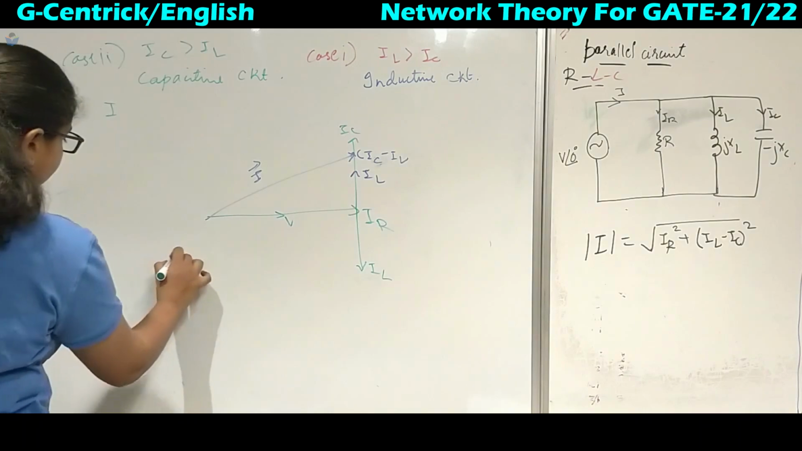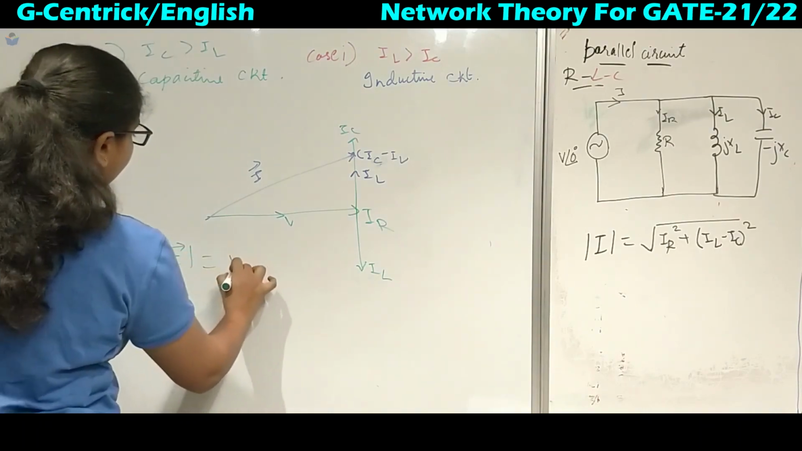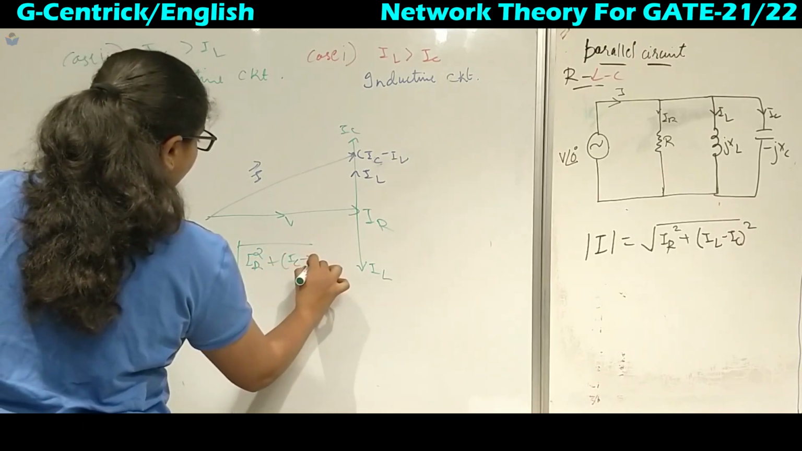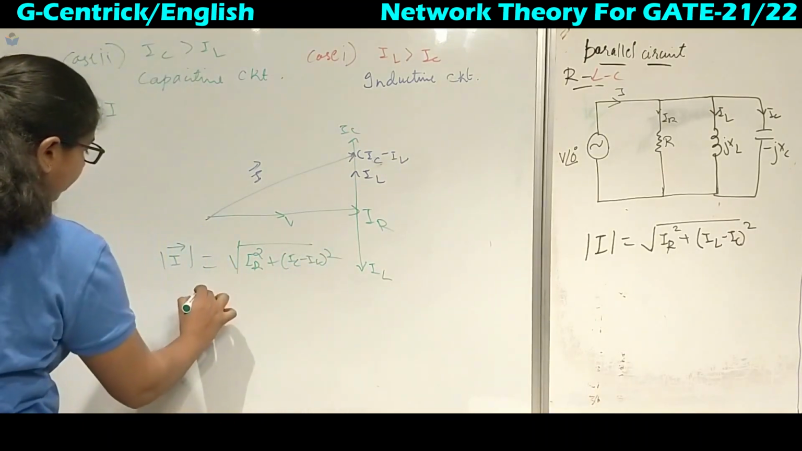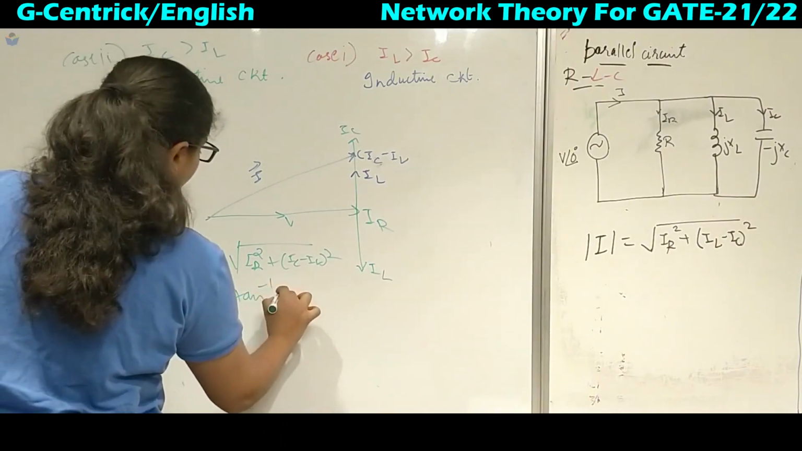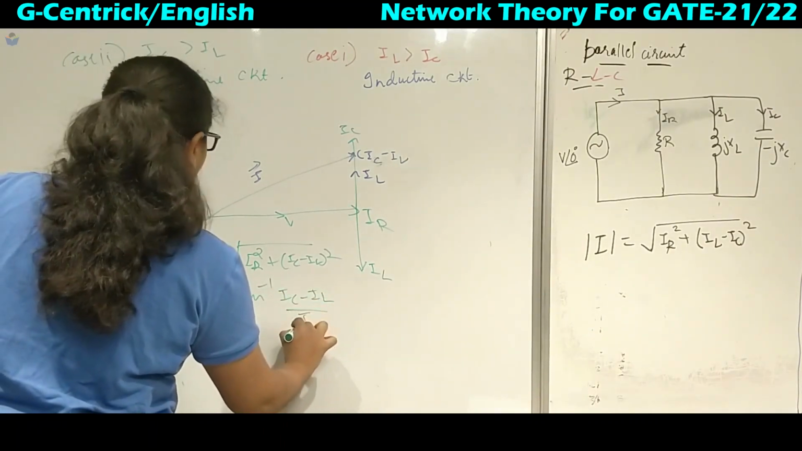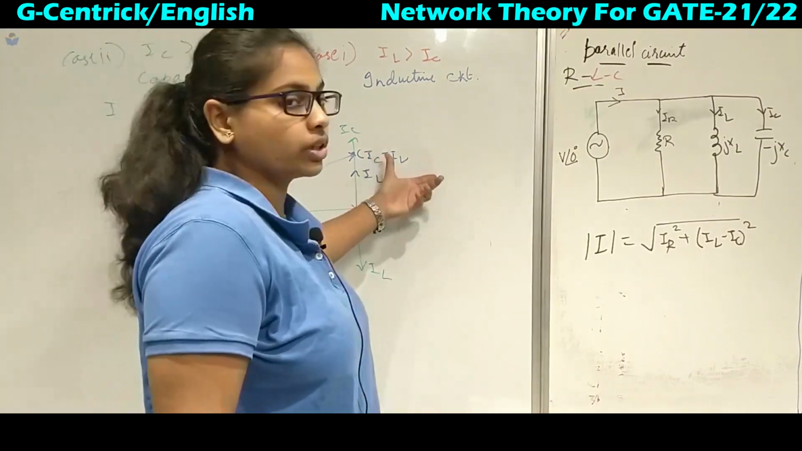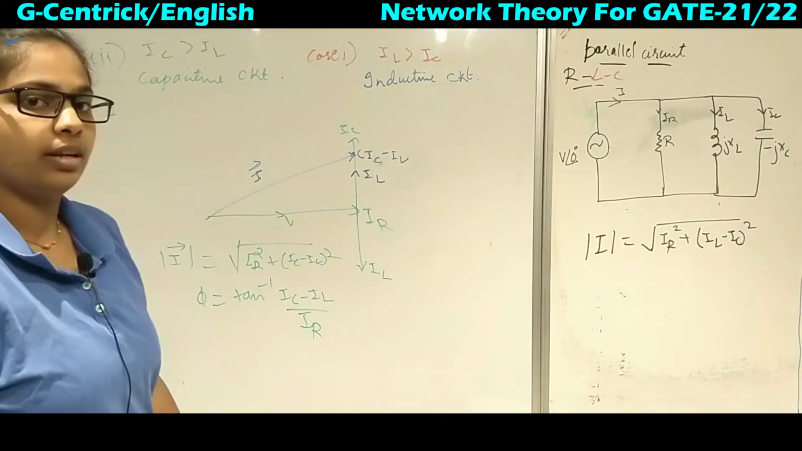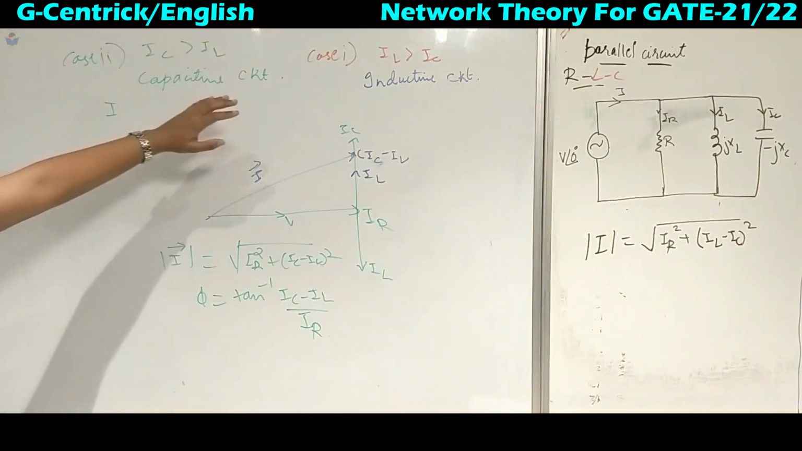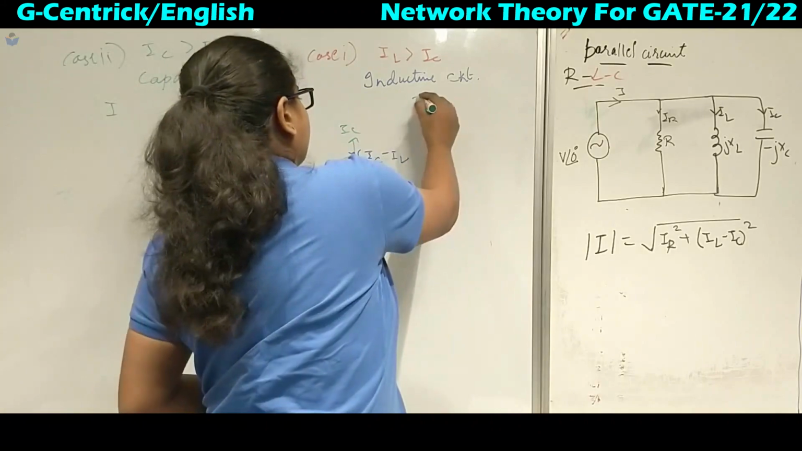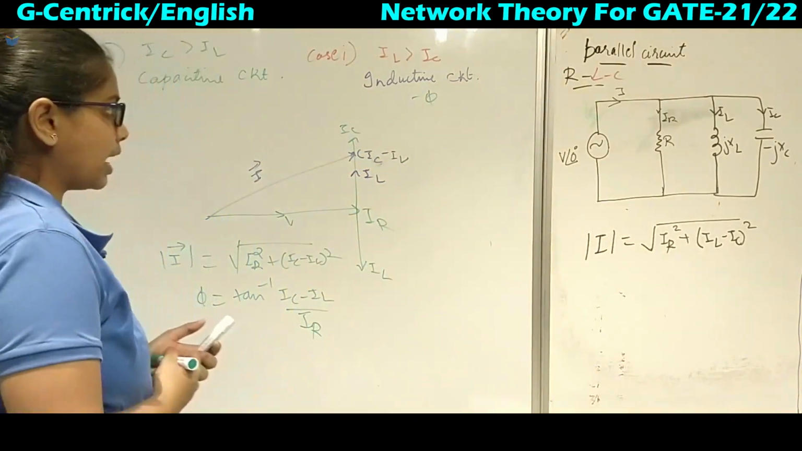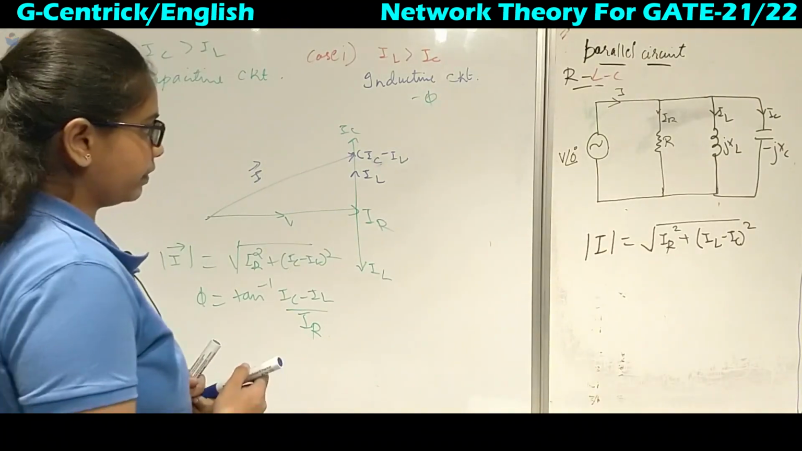This vector addition will give me the total current in the circuit. I can write it as the square root of IR square plus (IC minus IL) square, then phi will be tan inverse of (IC minus IL) upon IR. This angle is positive because current is leading in the capacitive network. In the inductive network, we will take it as minus phi, because current will be lagging. So this is the RLC network, case 1 and case 2 over.